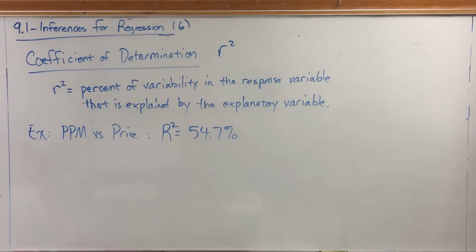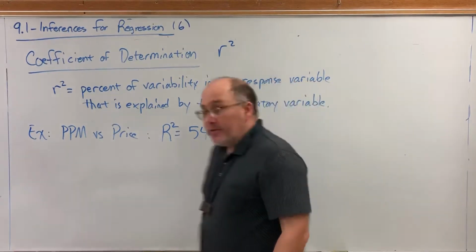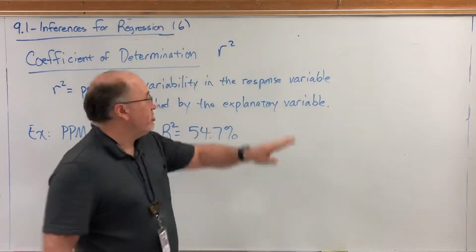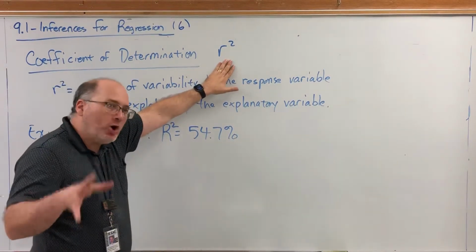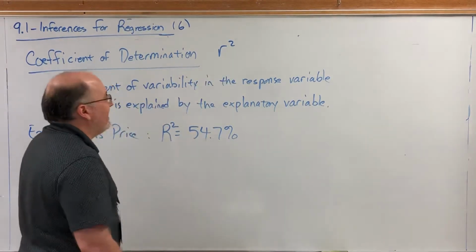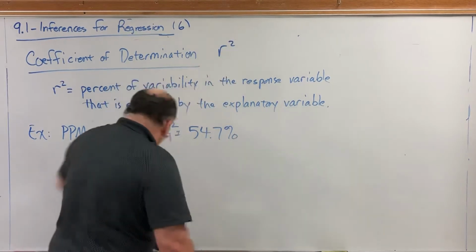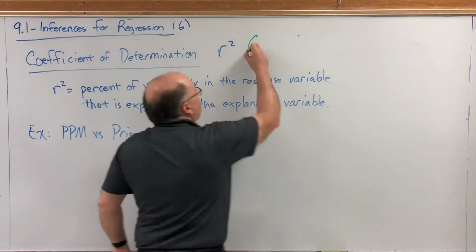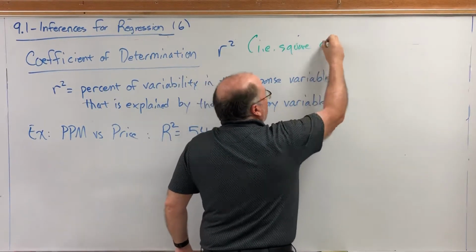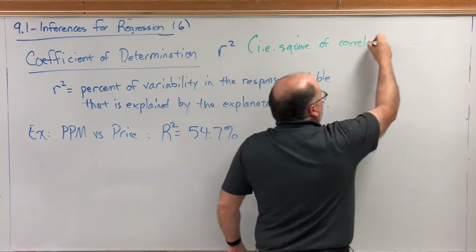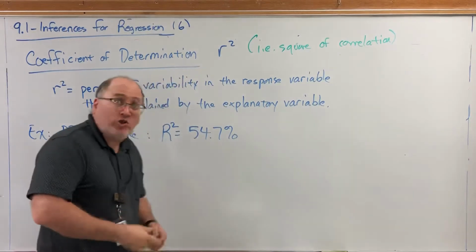It's time that I introduce you to a new measurement called the coefficient of determination. The variable for the coefficient of determination is r squared. Yes, this is the same as the r squared in the computer output. And yes, it is the square of the correlation. So if you know what r equals, you square it and you get r squared.